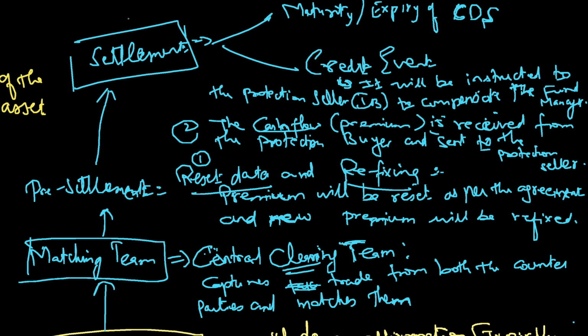Okay, after this settlement, the next step is post settlement, where reconciliation work begins. Reconciliation is where all this payment will be cross checked, whether it has come properly or not. All right, so these are the steps involved in credit default swaps. Thank you so much for your time.